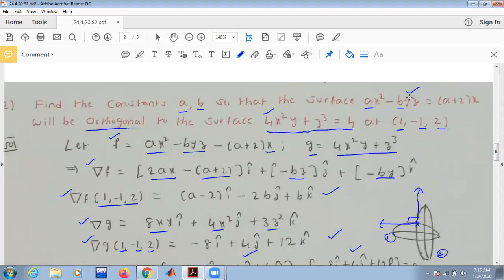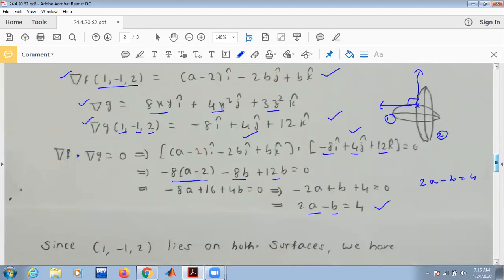Point lies on the surface, right. So (1, -1, 2) is a point of intersection of these two surfaces, which means this point should lie on both surfaces. That means this point has to satisfy each of the equations. Therefore, when I substitute (1, -1, 2) in the first equation, I will get another relation between a and b. So that is what I did here.